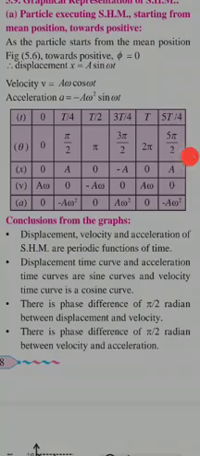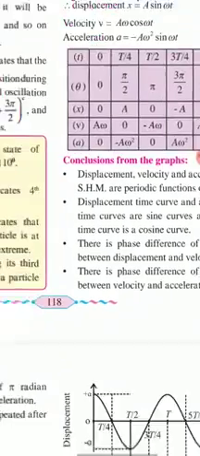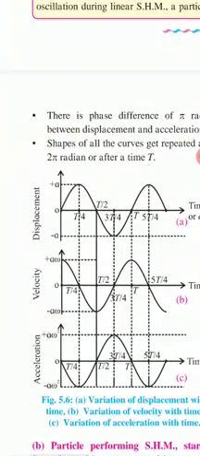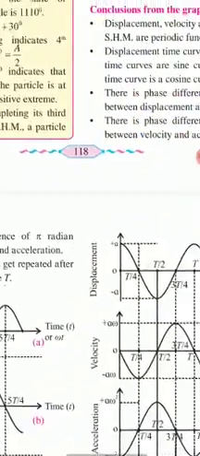Now similarly you can consider velocity also. About velocity, v is equal to a omega cos omega t. Now again consider omega t, that is t equal to 0. What is cos 0? It will be 1, so v equal to 1. If you see here, v equal to 1, that is only plus a omega.